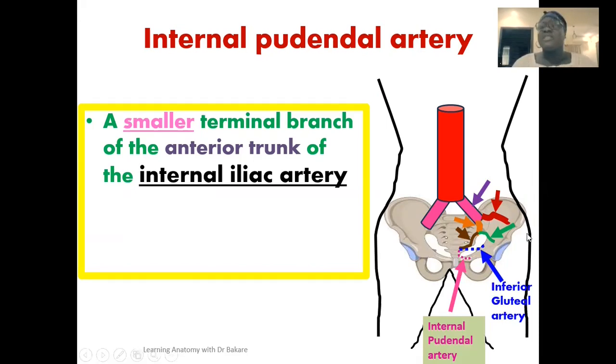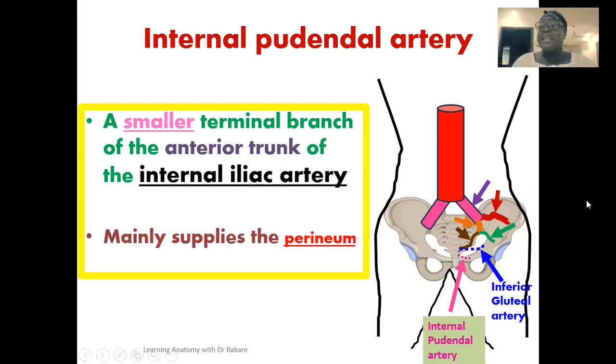So you have these two branches as the terminal branches of the anterior trunk of the internal iliac artery. And out of these two branches, you see that the internal pudendal artery is the smaller terminal branch. If you try to compare the caliber of this artery with the inferior gluteal artery, you see that this inferior gluteal artery that is highlighted in dotted blue is seen to be thicker than the internal pudendal artery. And this is why we say that the internal pudendal artery is a smaller terminal branch of the anterior trunk of the internal iliac artery. And it's good for us to be able to illustrate this.